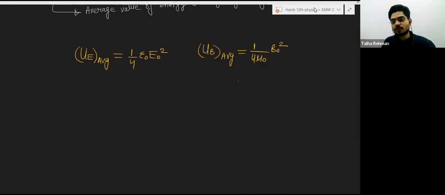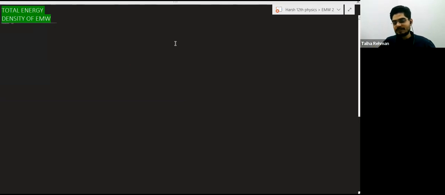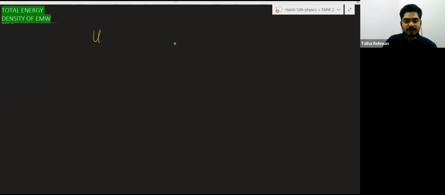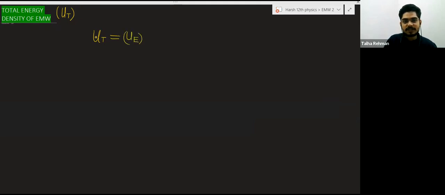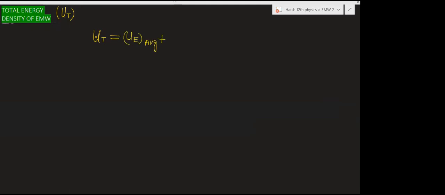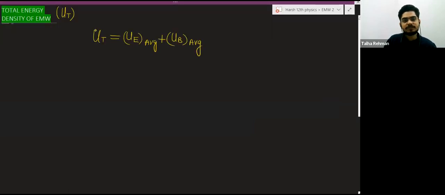After this, we will calculate the total energy of the electromagnetic wave. In an electromagnetic wave there are two types of energies. The total energy density of the electromagnetic wave, small u suffix t, is basically the electric energy density and the magnetic energy density. These two energies you have.